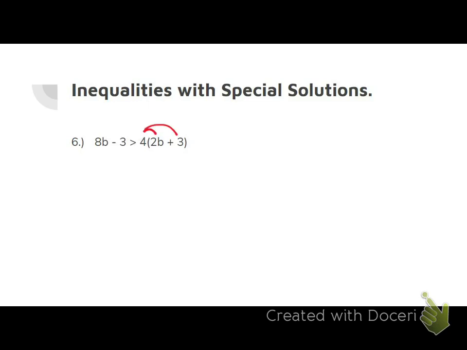When I distribute, I've got 8b minus 3 is greater than 8b minus 2 plus 12. Why is it plus 12? Because you multiply. Okay, we have to make sure we distribute to everything inside. All right. As many people have already commented about, what's going to happen to our b's?